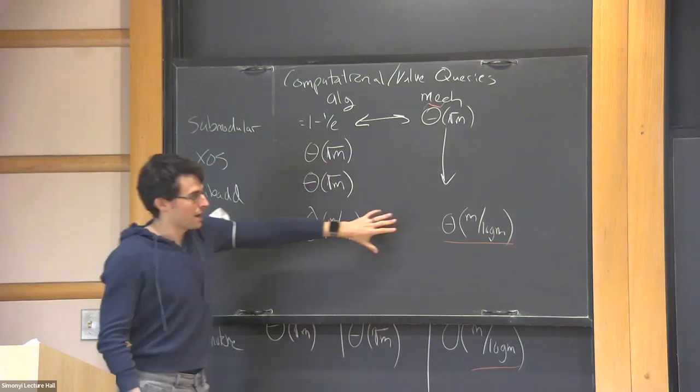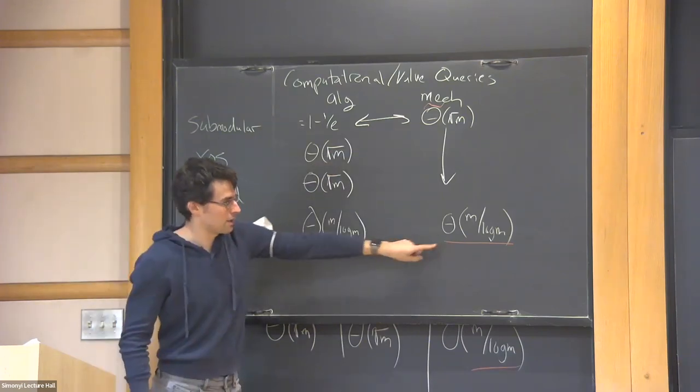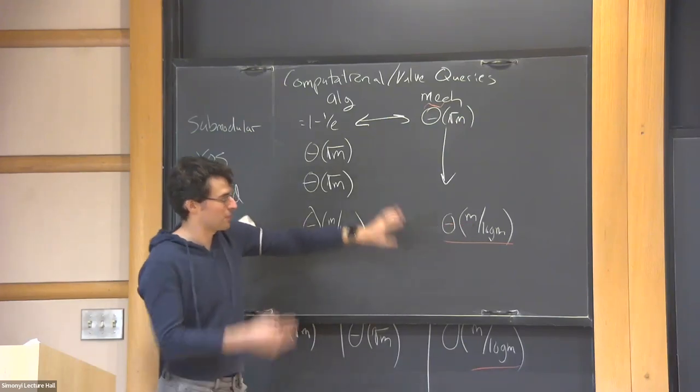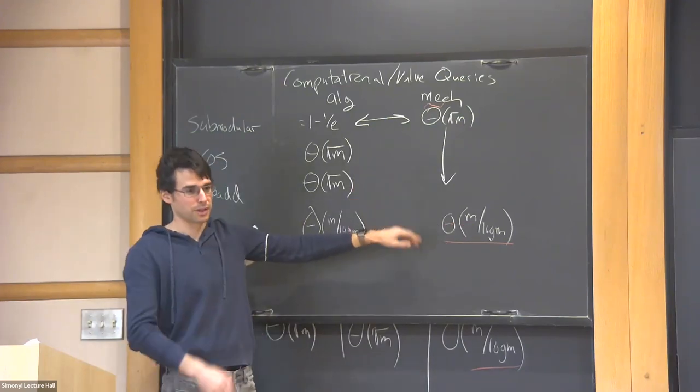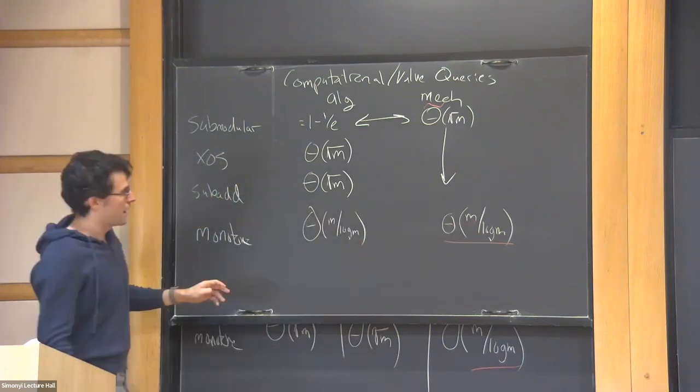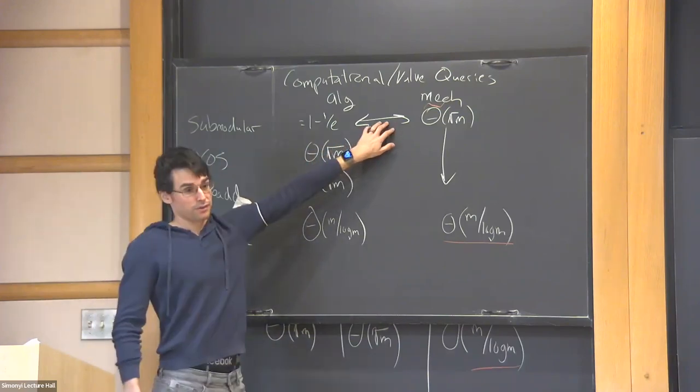All of the other things match. I underlined this in red because one of the results I'll present slightly improved, so the red means that something I'm presenting at least slightly improved something here. So this used to be M over root log M, and now it's M over log M. This is the most impressive result here.